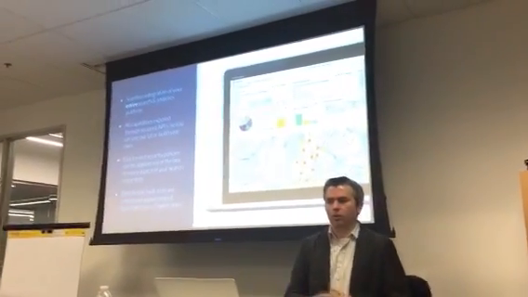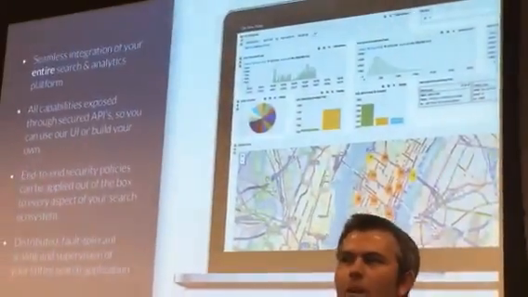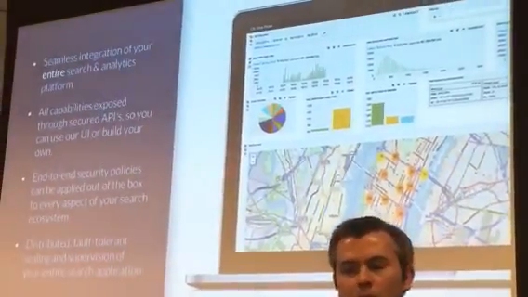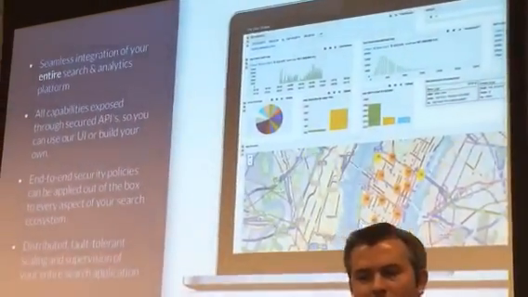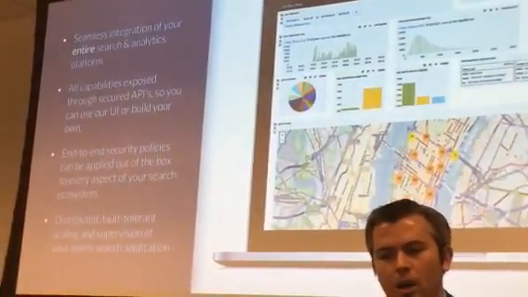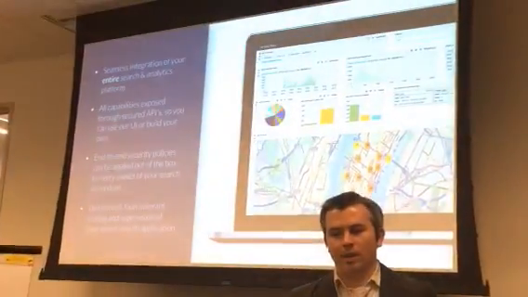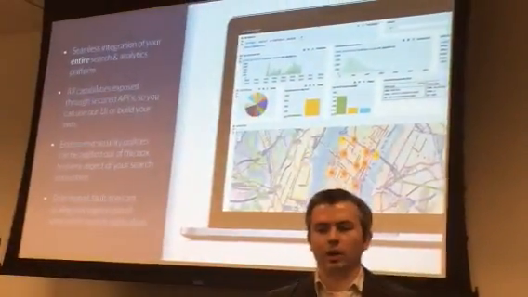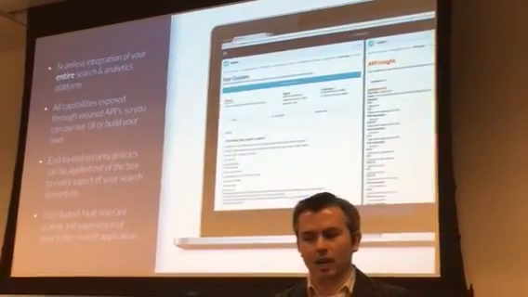Other things in Fusion, and I'm going to get through the sales pitch in just a minute, I promise, but I want you guys to understand the capabilities here because I'm going to be showing some demos in a little bit. I want you guys to have context for it. So Fusion has seamless integration with your entire search and analytics platform. It exposes all capabilities through secured APIs. It provides end-to-end security and, like I mentioned earlier, a distributed fault-tolerant scaling capability and supervision of the entire search application.